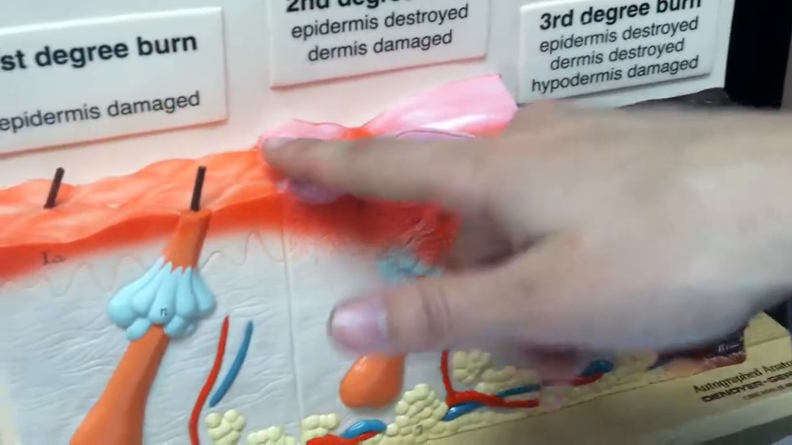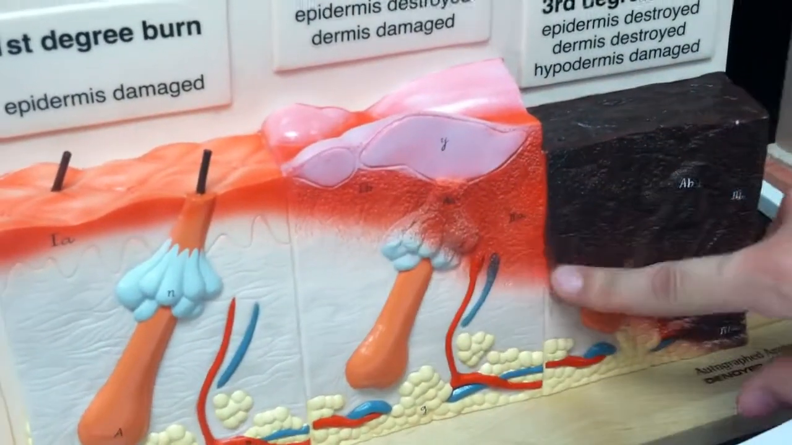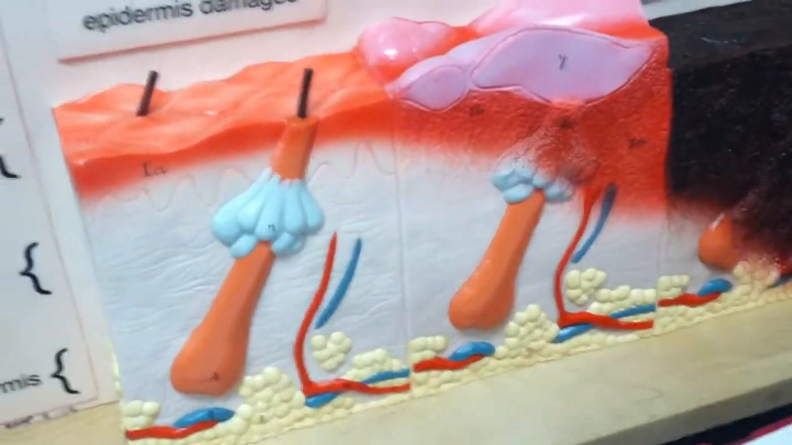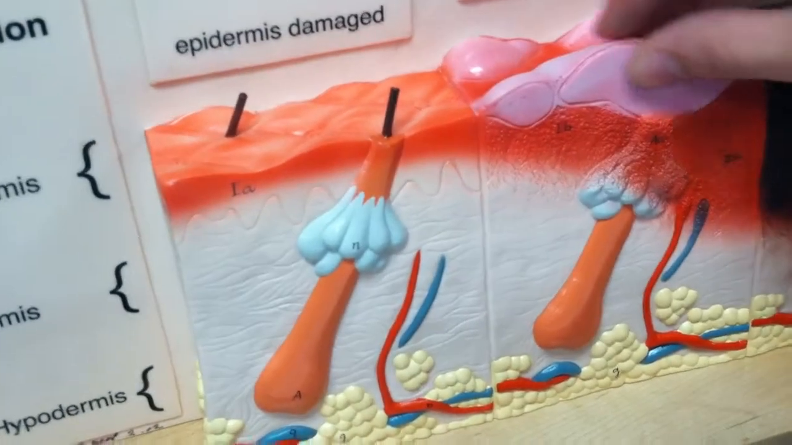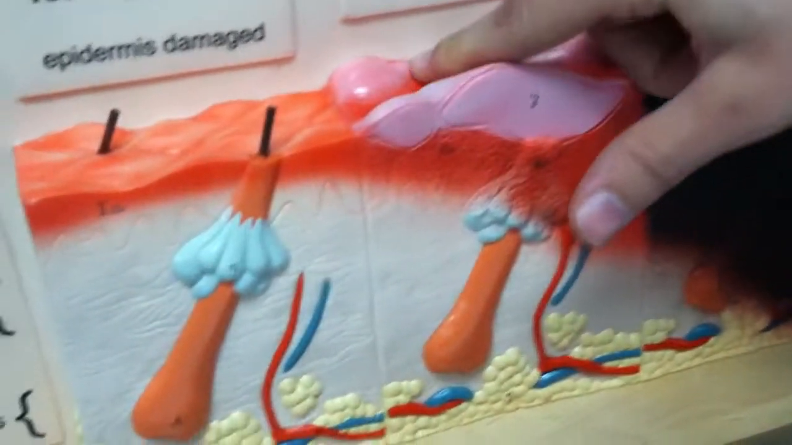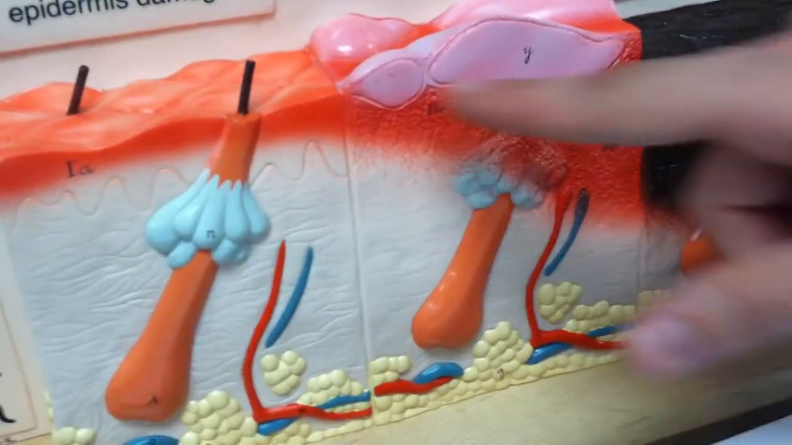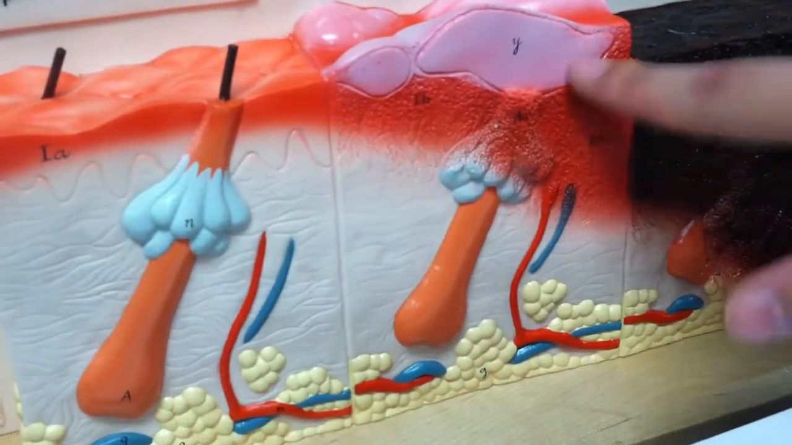Second degree burn, the epidermis is destroyed and the dermis is damaged. So you can see it forms blisters. So this is like a bad scald, hot water burn. And then the dermis is damaged, all red.